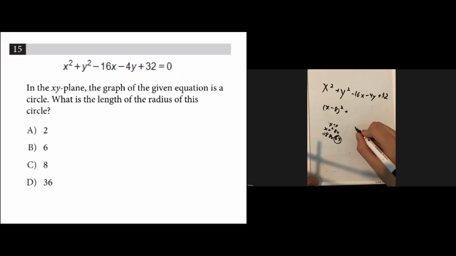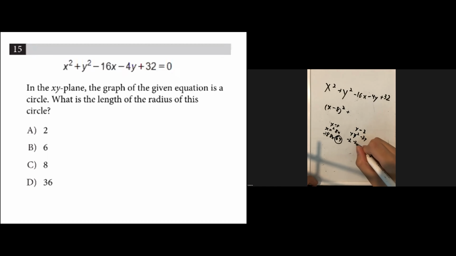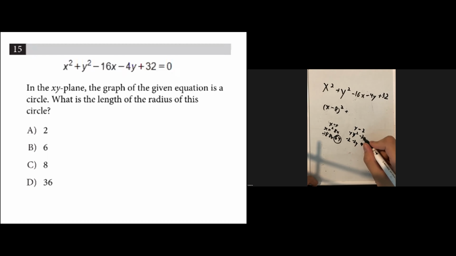And then we'd have plus y minus 2 squared. So y minus 2 times y minus 2 gets us y squared, negative 2y, and 4. And negative 2y minus 2y is just negative 4y, so that cancels this out. So you have y minus 2 squared, and you're left with a remainder of 4 here. And so you do 64 plus 4, which gets us 68.